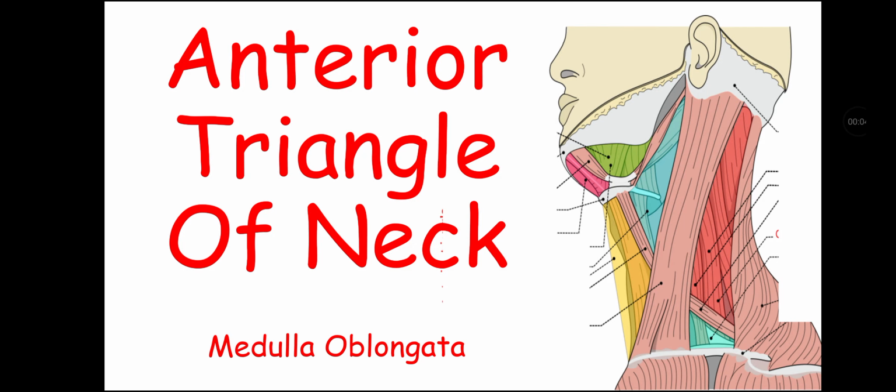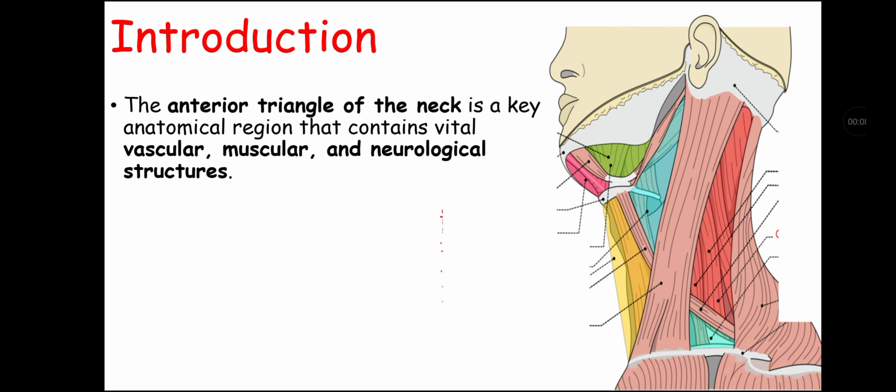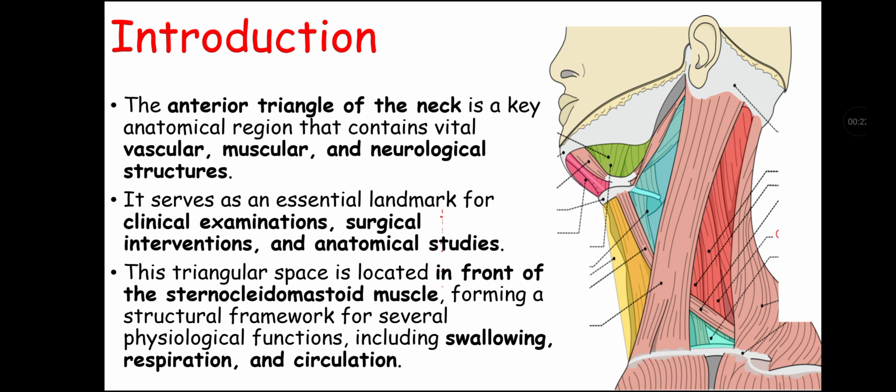Today we are going to talk about anterior triangle of neck. We will start our topic with introduction as usual. The anterior triangle of neck is a key anatomical region that contains vital muscular, vascular and neurological structure. It serves as an essential landmark for clinical examination, surgical intervention and anatomical studies.